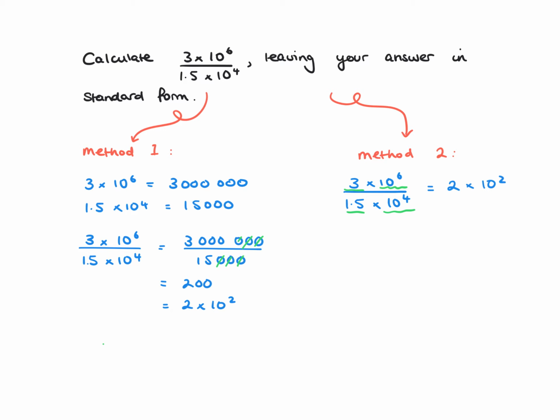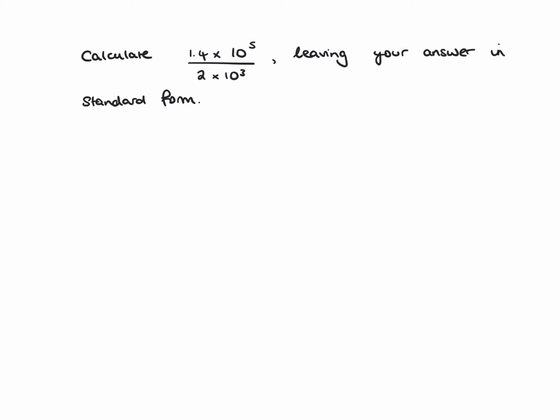Calculate 1.4 times 10 to the 5th power over 2 times 10 cubed, leaving your answer in standard form. Now we know that one technique we have is to evaluate 1.4 times 10 to the 5th power and then work out what 2 times 10 cubed is as an ordinary number and then divide from there. But there is a quicker way.